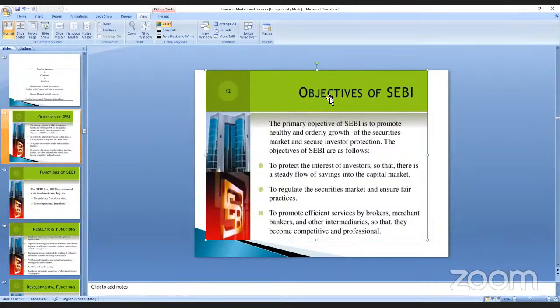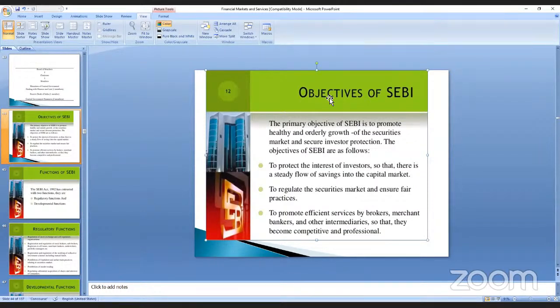It is transparent. Whatever business there is, it will be transparent. Even it will also provide efficient service by the broker. The brokers will also work efficiently. They'll not say that no, I'll not do this thing. So that is how it makes security. And the next one is to promote efficient services by the brokers.